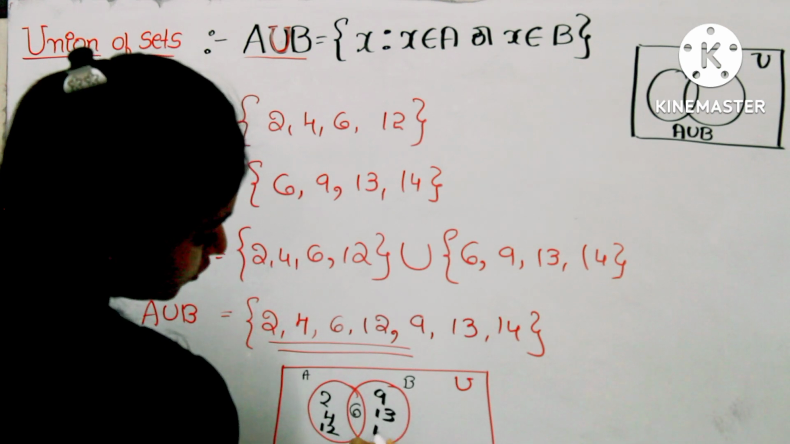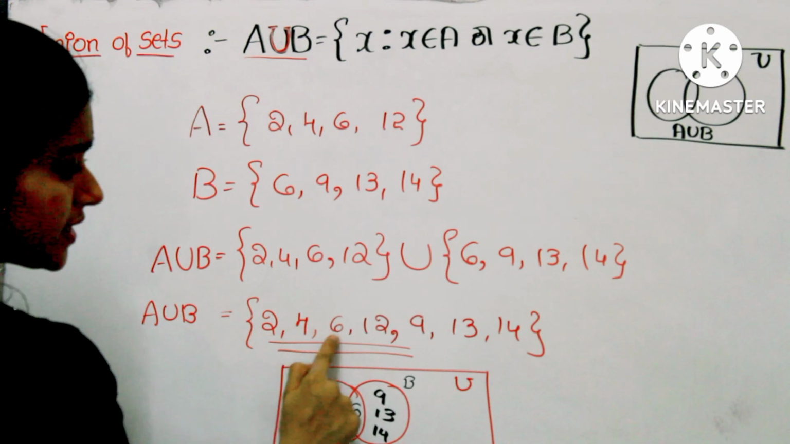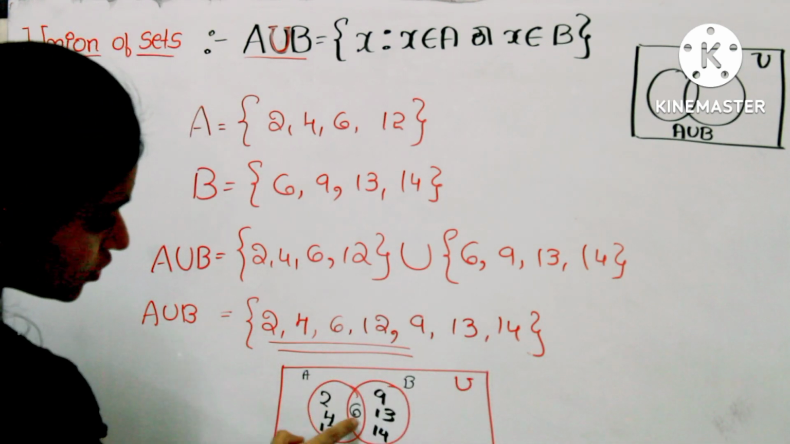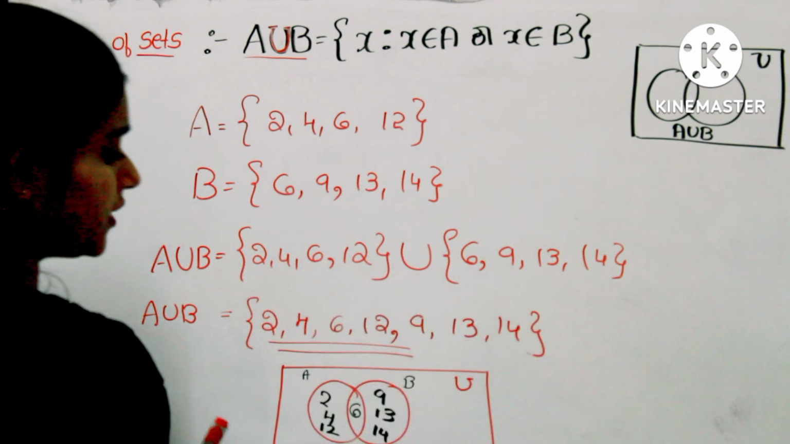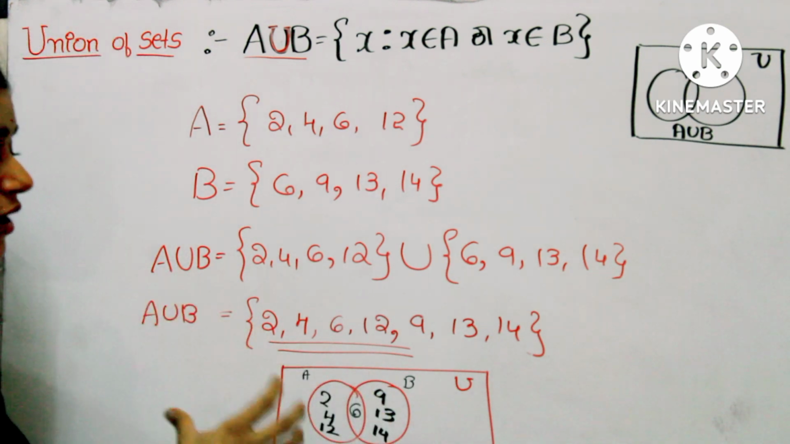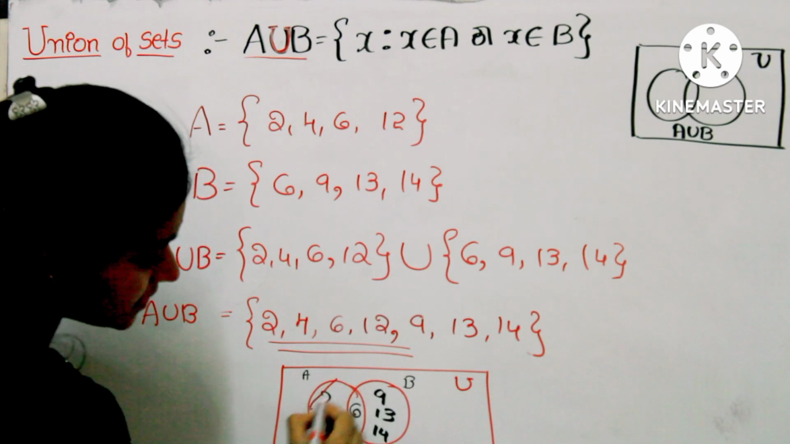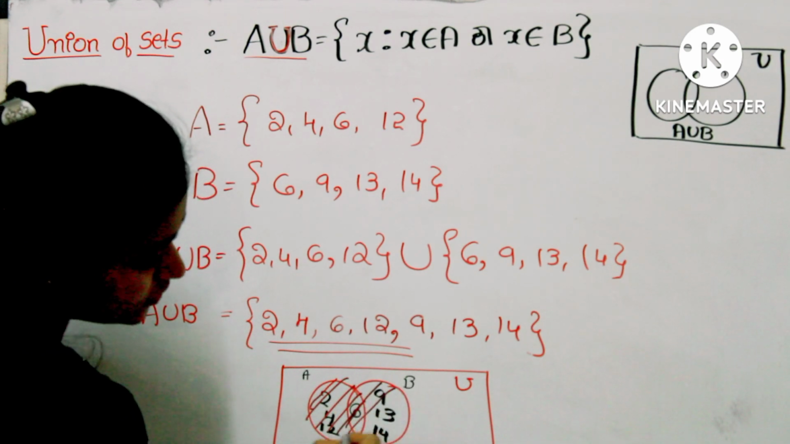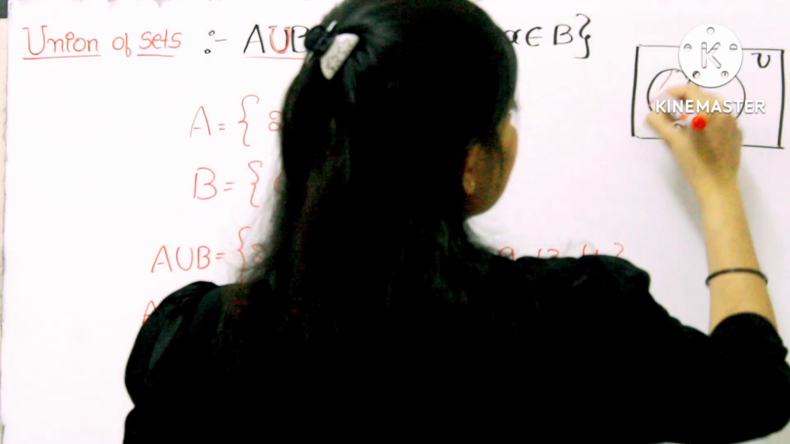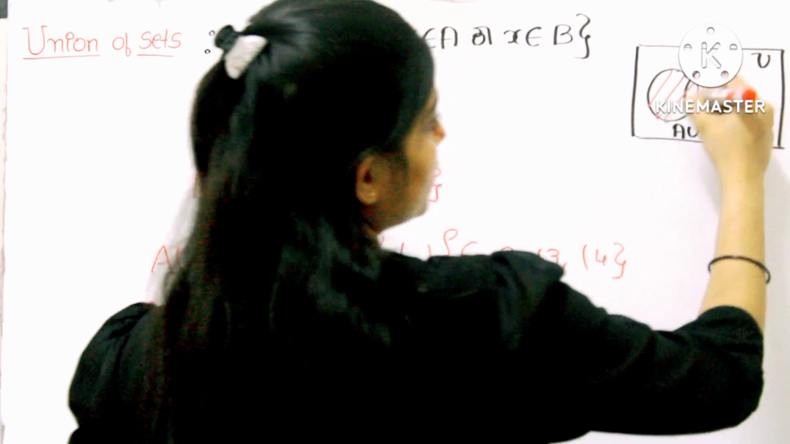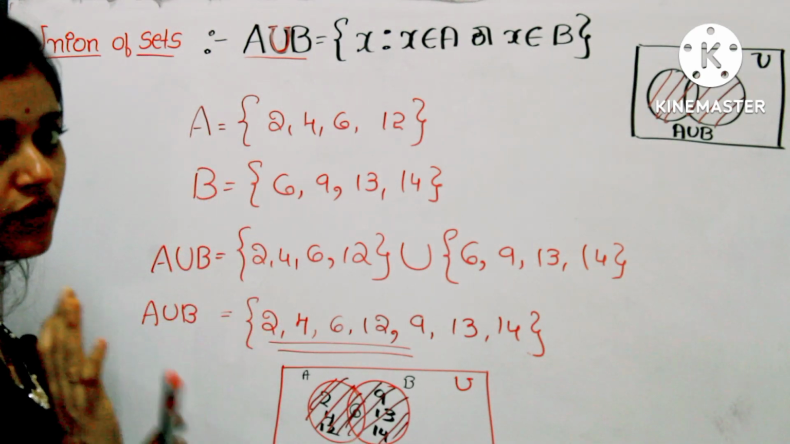So here, what is A union B? 2, 4, 6, 9, 12, 13, 14. All elements in A and all in B are there in A union B. While shading for A union B, the space of A union B is represented by the full circles. So both circles are fully shaded. In general, we say this is A union B. So two circles we should shade. So this is the union of sets.